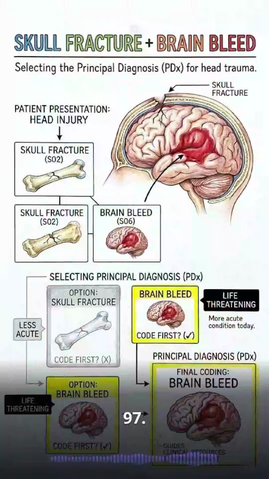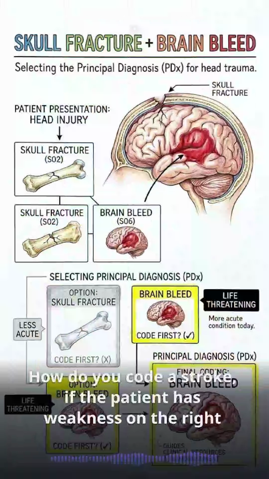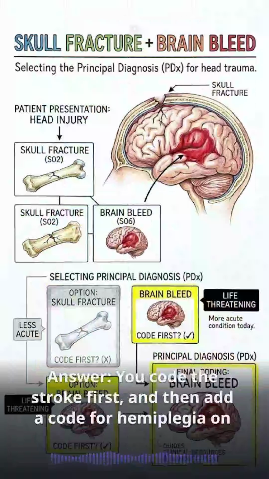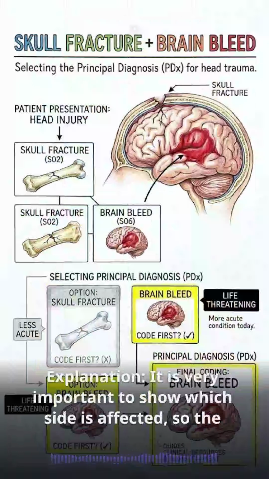97. How do you code a stroke if the patient has weakness on the right side of their body? You code the stroke first, and then add a code for hemiplegia on the right side. It is very important to show which side is affected, so the physical therapists get paid.